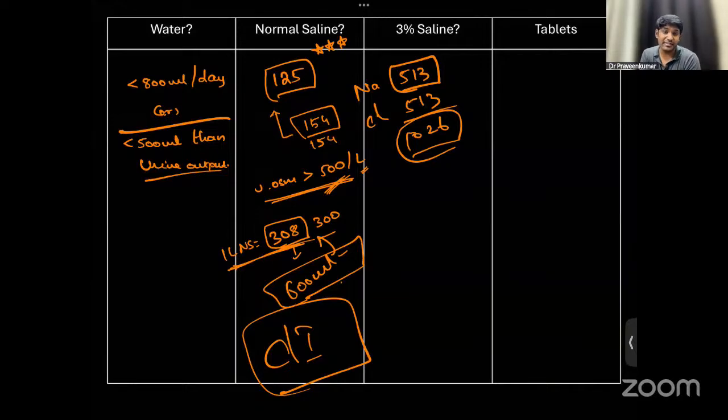So 1026 is the osmolality of 3% saline, but urine osmolality is just 500. So effectively you are giving more and more concentrated sodium. So this can correct your sodium level in SIADH. So 3% saline can be given, but when do you give 3% saline?